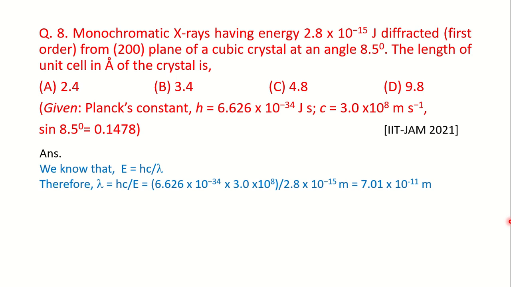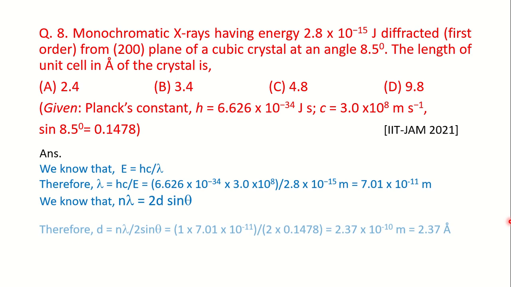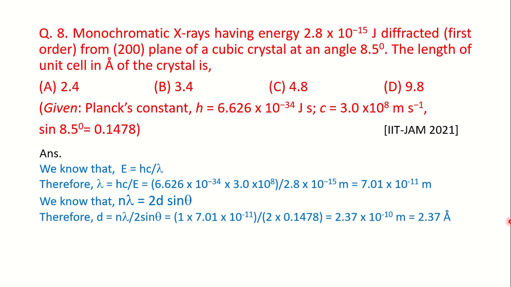So we get the value of the wavelength of X-ray. Now let's take the help of the Bragg equation, which is n lambda equals 2d sine theta. From here you can find the value of the interplanar distance d. So the value of interplanar distance d is n lambda by 2 sine theta. The value of n is 1, so you put 1 here.